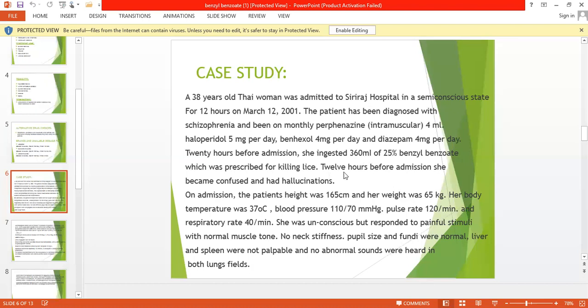12 hours before admission, she became confused and had hallucinations. On admission, the patient height was 165 centimeter and her weight was 65 kg. Her body temperature was 37 degrees centigrade. Blood pressure 110 per 70 mmHg. Pulse rate 120 per minute and respiratory rate 40 per minute. She was unconscious but responded to painful stimuli with normal muscle tone, no neck stiffness, pupil size and reflex were normal. Liver and spleen were not palpable and no abnormal sounds were heard in both lungs.